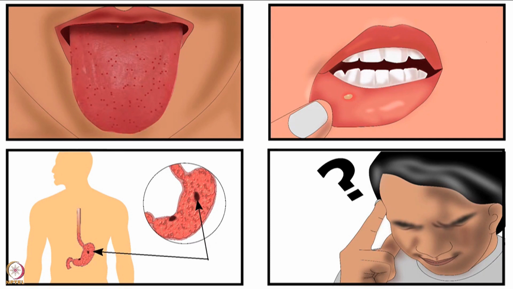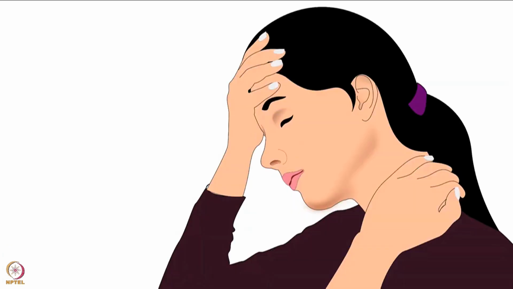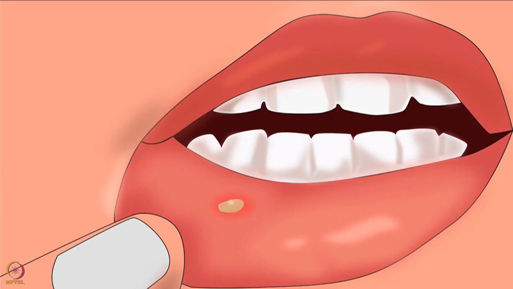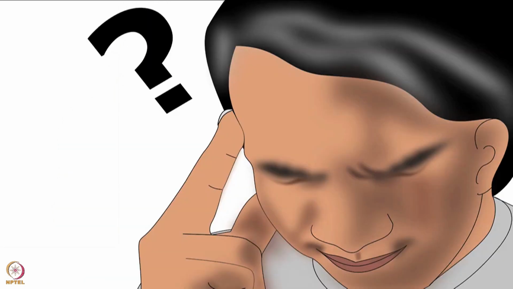Next, let us look at the symptoms of folate deficiency. These symptoms can be seen in both men and women. Some of the early signs are soreness and redness of the tongue and lips. Other symptoms are fatigue, irritability, sleep disturbances, and depression. Ulcers in the mouth or stomach can also occur. Long-term deficiency can reduce memory and attention span.